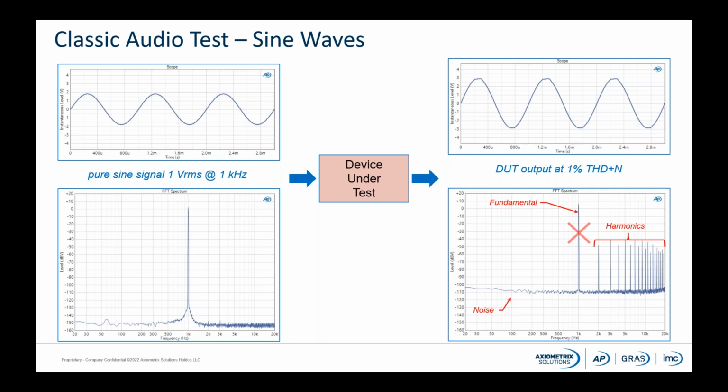Many audio measurements are made using sine waves to stimulate the DUT. We generate a pure sine wave, which is played or transferred to the DUT. The DUT will play or pass the sine wave back to the analyzer, where it's analyzed for any changes from the original signal.